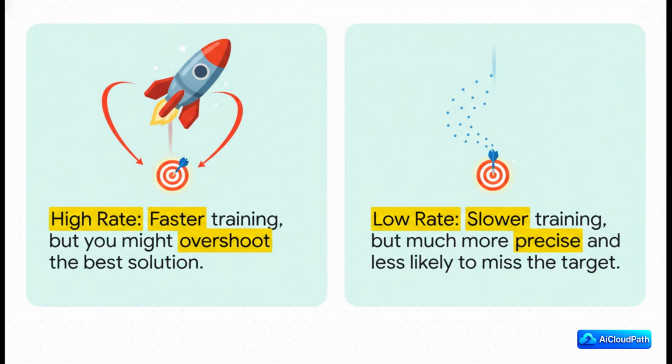A high learning rate is like taking giant leaps towards your goal. Sure, you'll get there fast, but you're probably going to overshoot the target completely. On the other hand, a low learning rate is like taking tiny, careful steps. It's way more precise, and you're much less likely to miss the mark, but it's going to take a lot longer to get there.